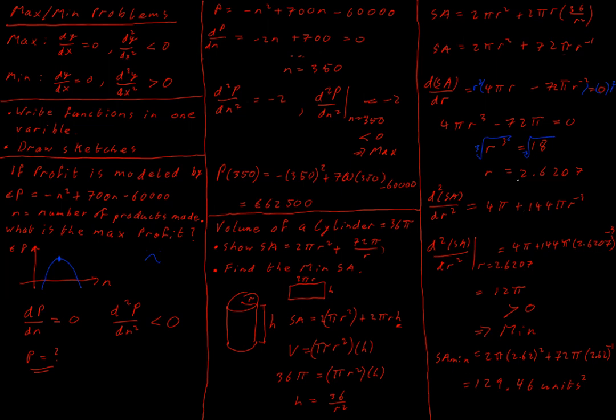So we sub that value of r back into our surface area formula that we worked out up here, and we get 129.46 units squared.